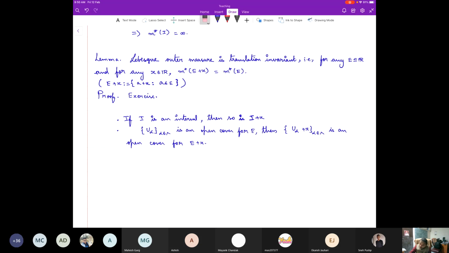In fact, U_alpha is an open cover of E if and only if U_alpha plus x is an open cover for E plus x. This you can observe. This is not a difficult one. And these two should tell you that it is translation invariant.